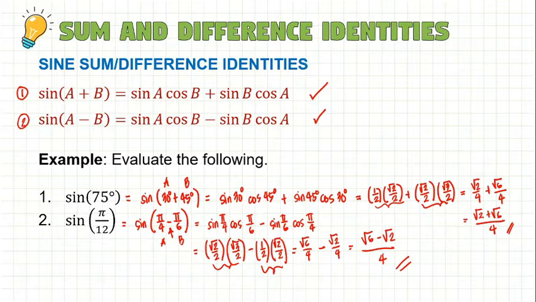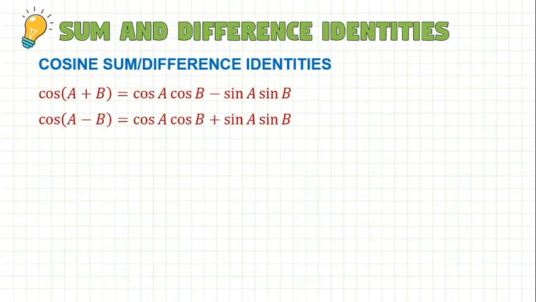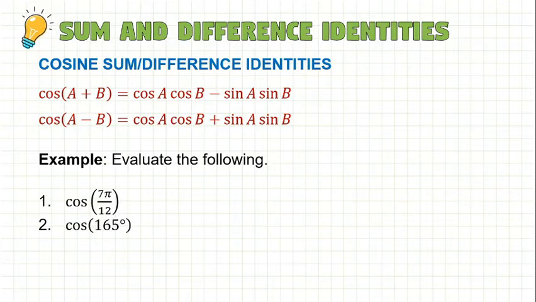Now, for the cosine identities, we will have the following formulas. Okay, so cosine of A plus B is just cosine A cosine B minus sine A sine B, while cosine A minus B is equal to cosine A cosine B plus sine A sine B. Okay, so let's try to apply these formulas in evaluating the following expressions. First, cosine 7 pi over 12, and second, cosine of 165 degrees.